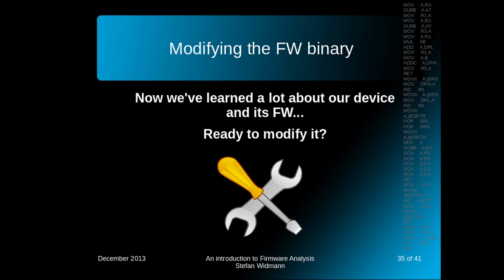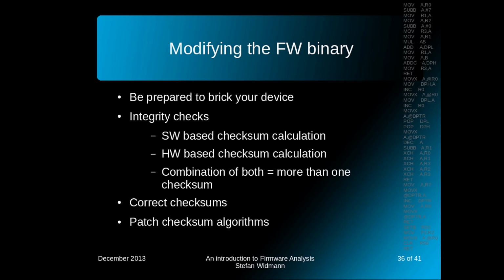Okay, we've done it, we've analyzed it, and we've learned a lot about the device. So now we are going to modify it. And first thing we have to think about is, if we are going to modify the firmware, we have to prepare to break our device. You know, manufacturers implement several integrity checks. And why do they do that? They do it because firmware is most times stored to flash, and flash is prone to aging, especially if heat is involved. So they do checksums.